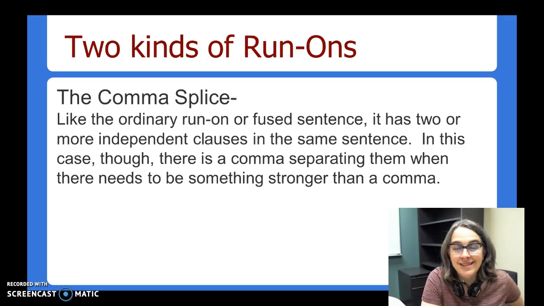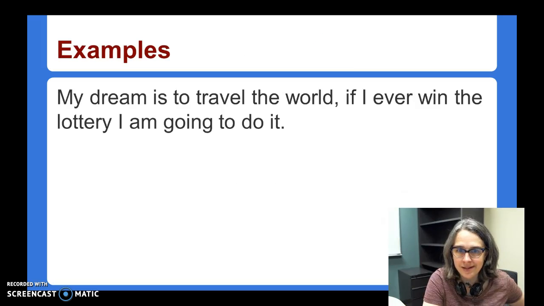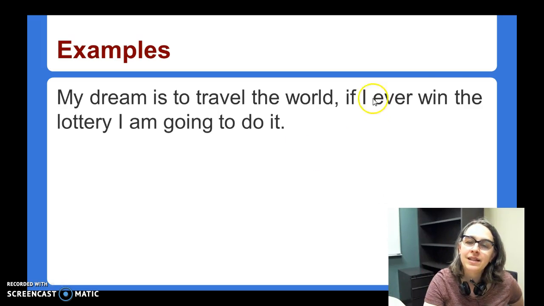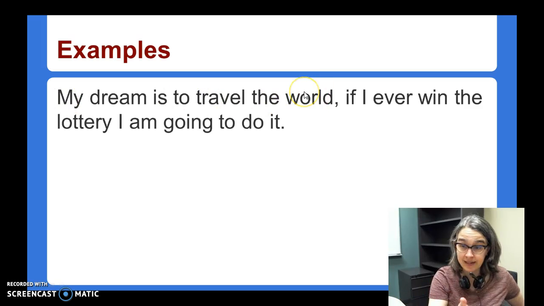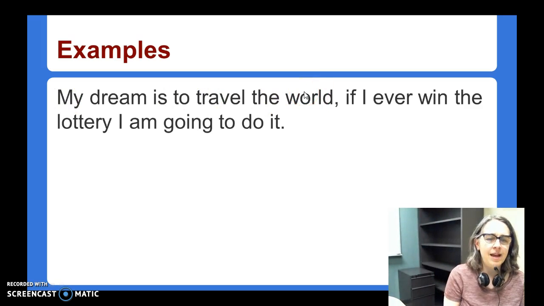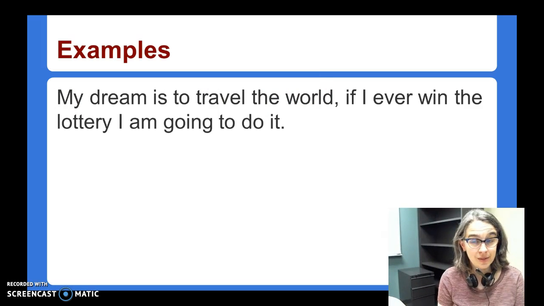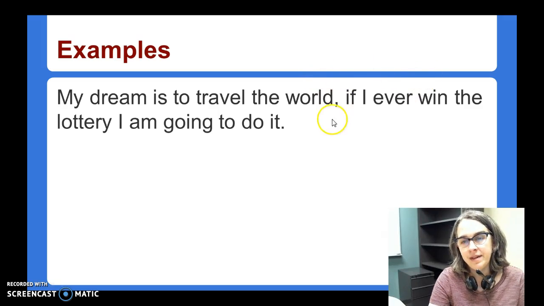The comma splice is the same thing, only joining those two independent clauses with a comma. So, my dream is to travel the world, comma, if I ever win the lottery, I am going to do it. These are two independent clauses. My dream is to travel the world can stand on its own. If I ever win the lottery, I am going to do it could also stand on its own. The comma right here is too weak to join those two independent clauses.